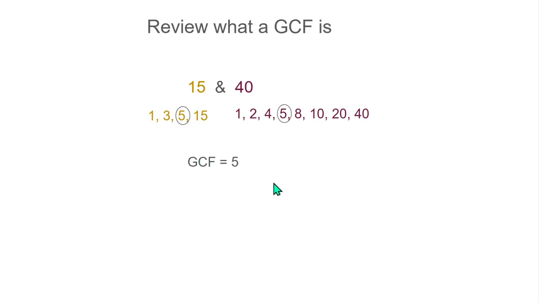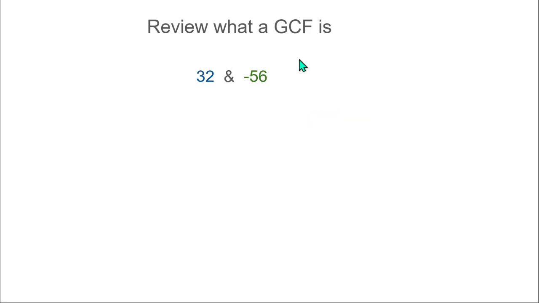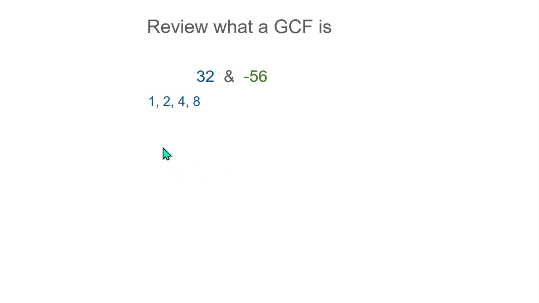Let's do one more example, this time slightly more complicated. 32 and negative 56. Like last time, first we list the factors of 32, those being 1, 2, 4, and 8. Then we list the factors of negative 56. Those being plus or minus 1, 2, 4, 7, 8, 14, 28, and 56. The pluses and minuses are there because the 56 is negative.